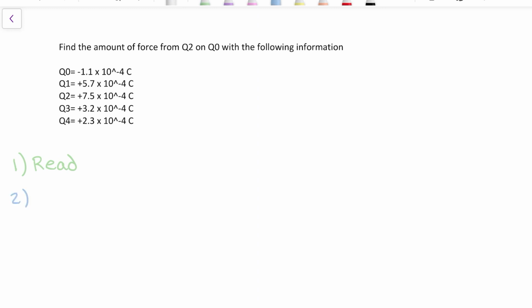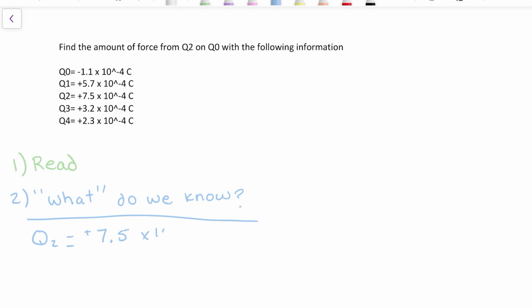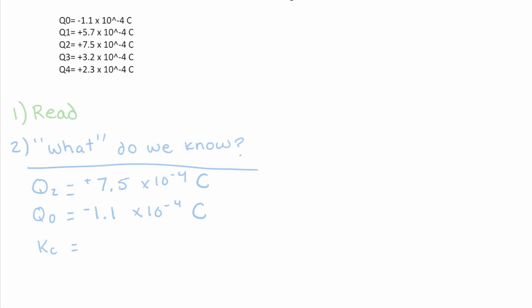We can now start step 2, which is asking us to identify the what. So what do we know? Well, we know that the charge of Q2 is positive 7.5 times 10 to the negative 4 coulombs. We also know that the charge of Q0 is equal to negative 1.1 times 10 to the negative 4 coulombs. And then we also know that the K constant is equal to 8.99 times 10 to the 9 SI units.